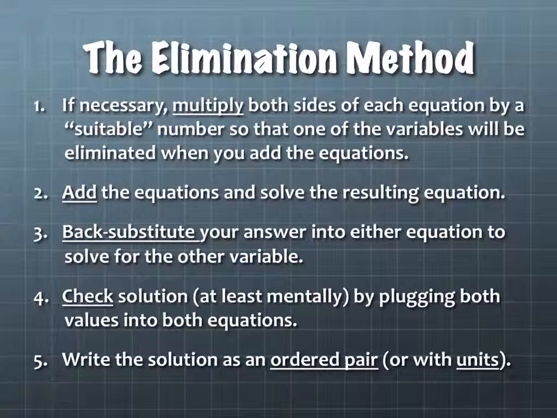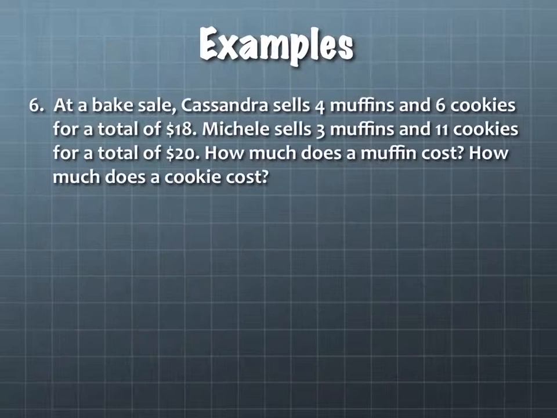Okay, if you're not already hungry, you might be now. At a bake sale, Cassandra sells 4 muffins and 6 cookies for a total of $18. Michelle sells 3 muffins and 11 cookies for a total of $20. How much does a muffin cost? How much does a cookie cost?